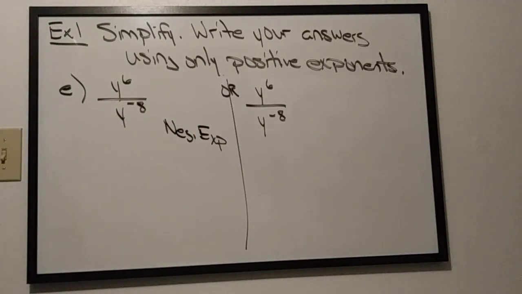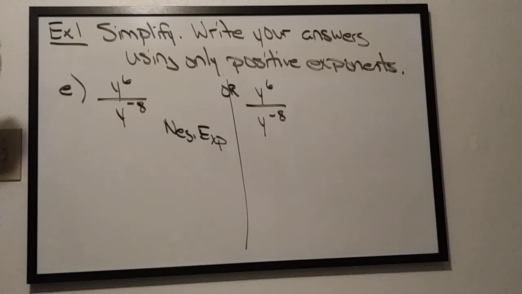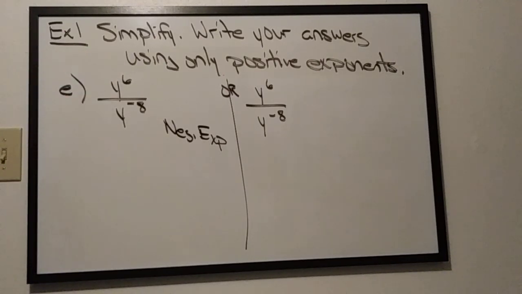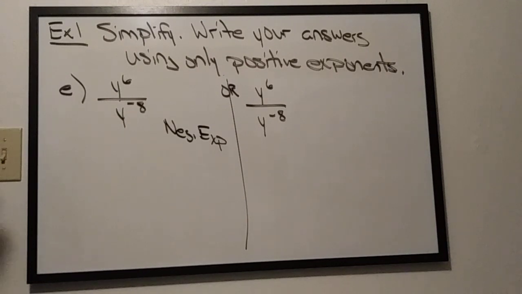Now, you have to be careful in these problems to make sure that you don't get move happy. So my y is to the positive 6th power in the numerator. Positive powers don't move things. So y to the 6th in the numerator is going to stay as y to the 6th in the numerator. The only thing that has the negative power is the y to the negative 8th in the denominator. So that's the only thing that's going to get moved. So remember, negative exponents move things.